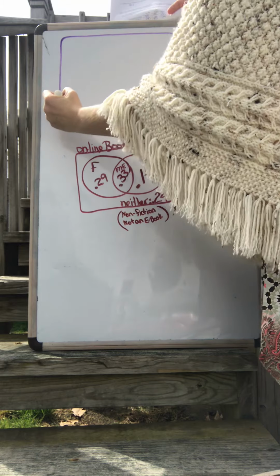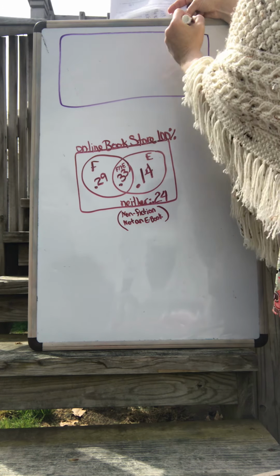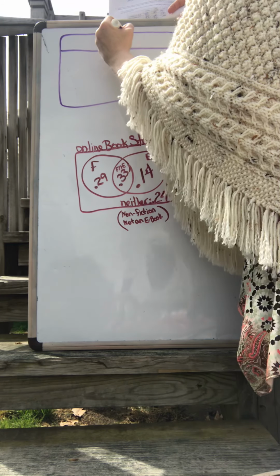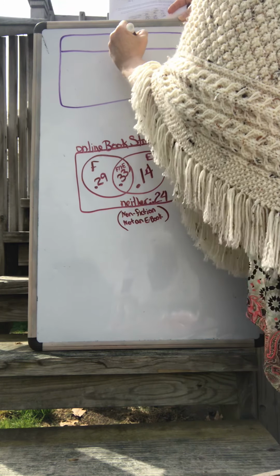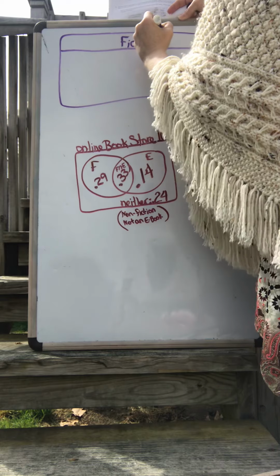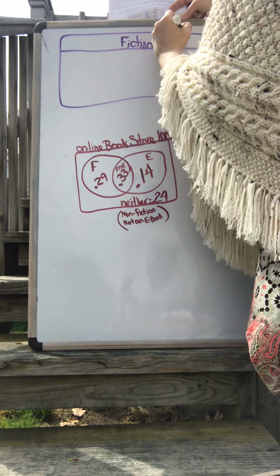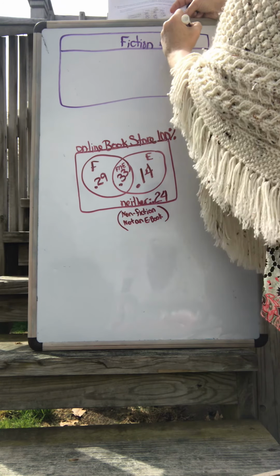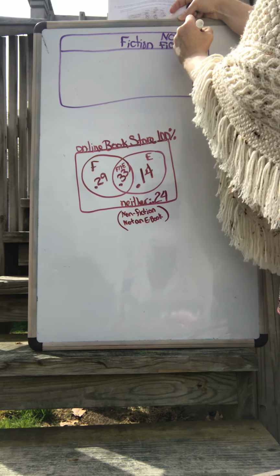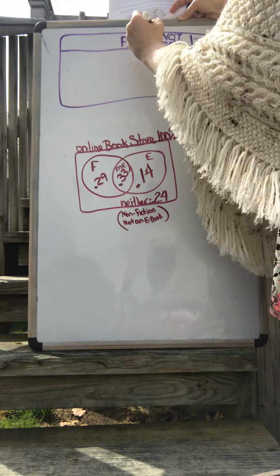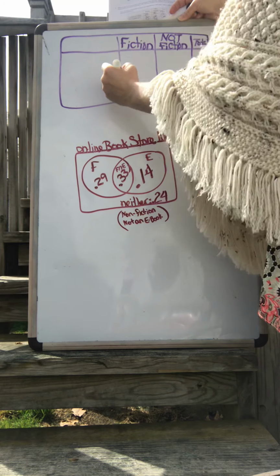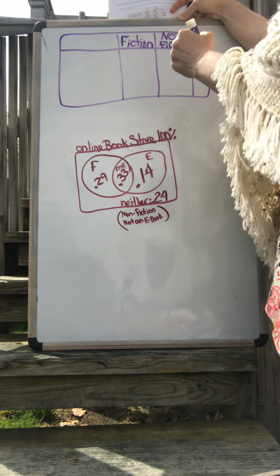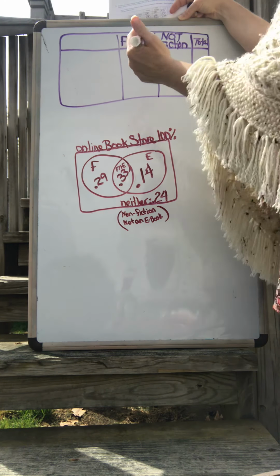We have this big table, and we have our titles. The first title is going to be fiction. Then we're going to have not fiction. And then we have our total. So the first thing is, like I said a moment ago that I erased, you're either fiction or you're not fiction. You're either truth or you're made up.